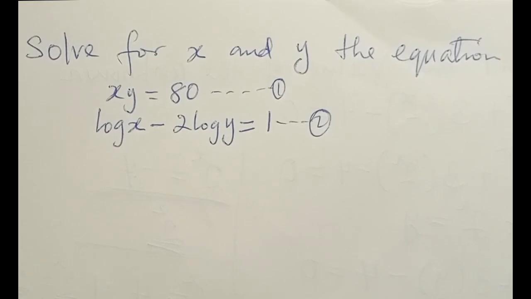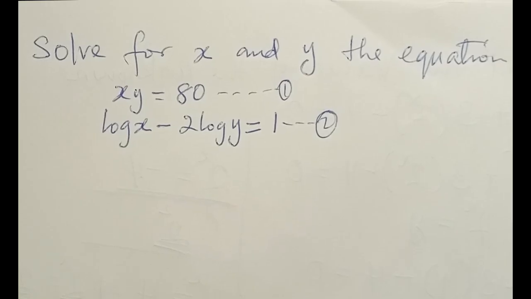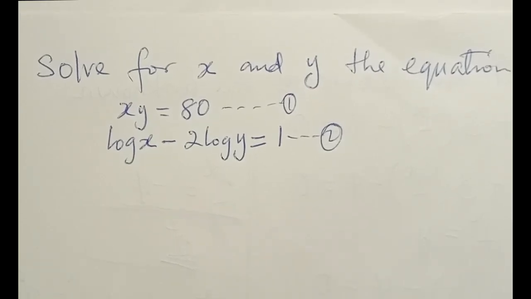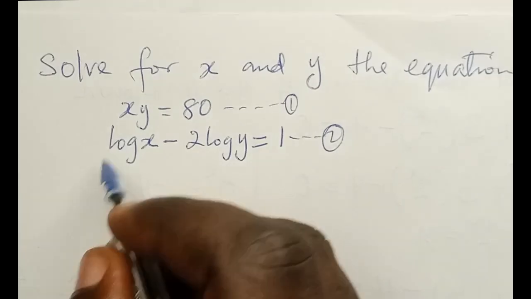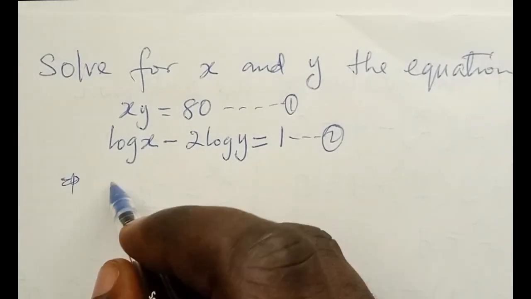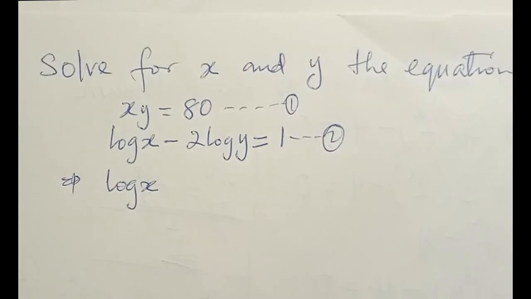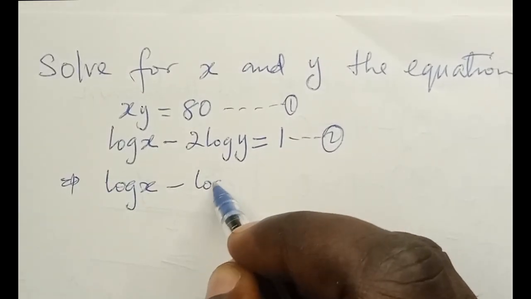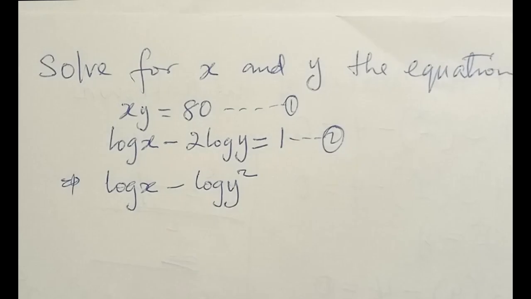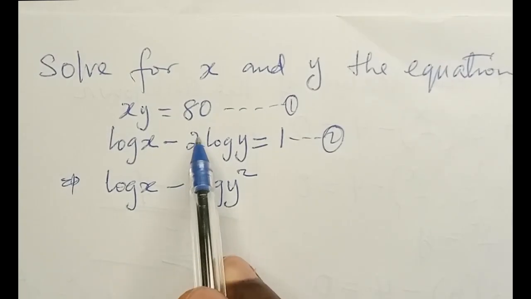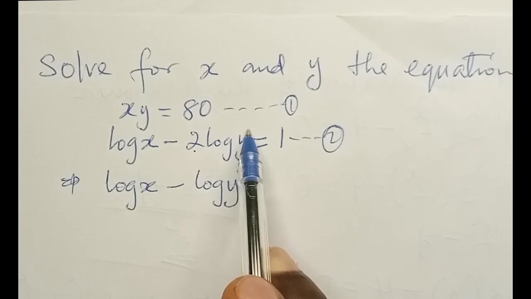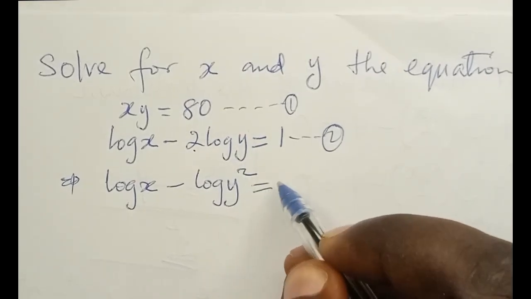But first, I want to use equation 2 to see how I can simplify it, to make it simpler to easily solve for the values of x as well as y. To do this, I'm going to simplify equation 2. Equation 2 is the same as log of x minus log of y square. I've just removed this 2 from here and carried it upward to the y to make it square, as the law states, is equal to 1.